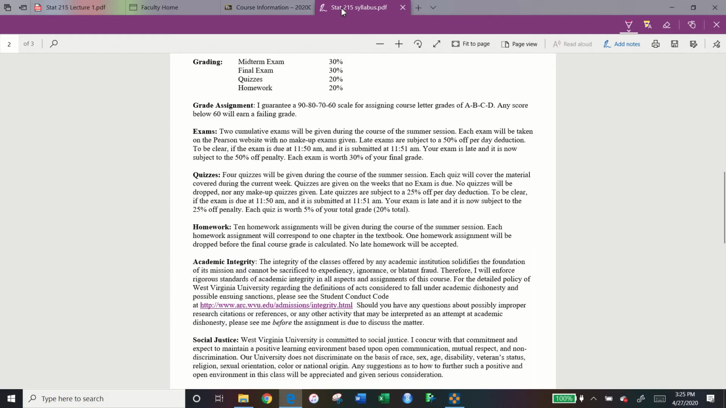So just to be clear of the flow of this course, for the first 2 weeks of the course, you'll have a quiz each week. 3rd week, exam, quiz, exam. Homework, again, 10 homework assignments will be given during the course of the summer session. Each homework assignment will correspond to 1 chapter in the textbook. 1 homework assignment will be dropped before the final course grade is calculated. No late homework is accepted.